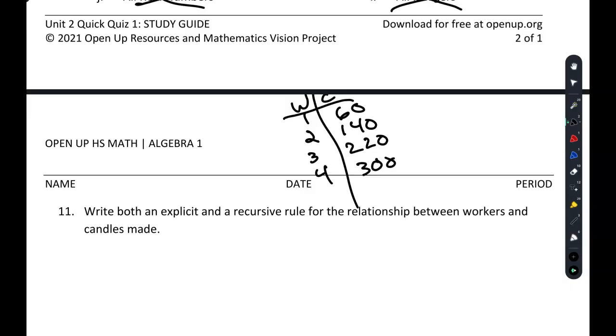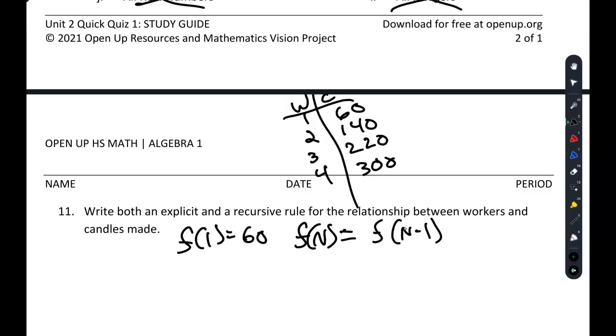All right, so it says write the explicit and recursive. Let's start with the recursive. The recursive, we're going to begin with 60. So it's f of 1 is equal to 60. And we're adding 80. So f of n, the next term, is equal to the previous term plus 80.